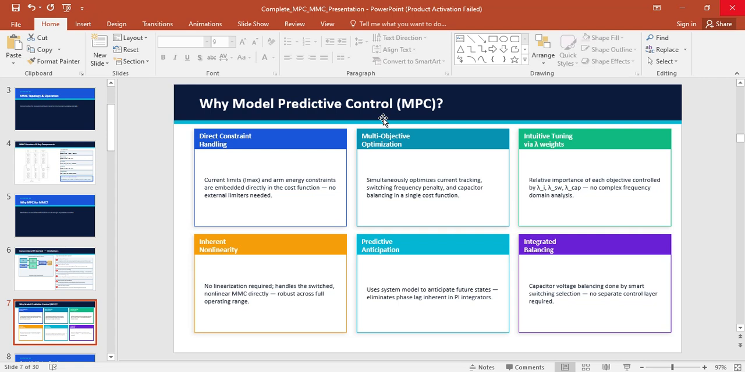Inherent nonlinearity, no linearization required. Handle the switched nonlinear MMC directly. Robust across full operating range. Yeah, this is one of the advantages, that it is robust. Predictive anticipation uses the system model to anticipate future states and eliminate the phase lag inherent in PI integrators. So this is one of the advantages, that lagging was occurring in the case of the PI control, whereas this avoids the lagging.